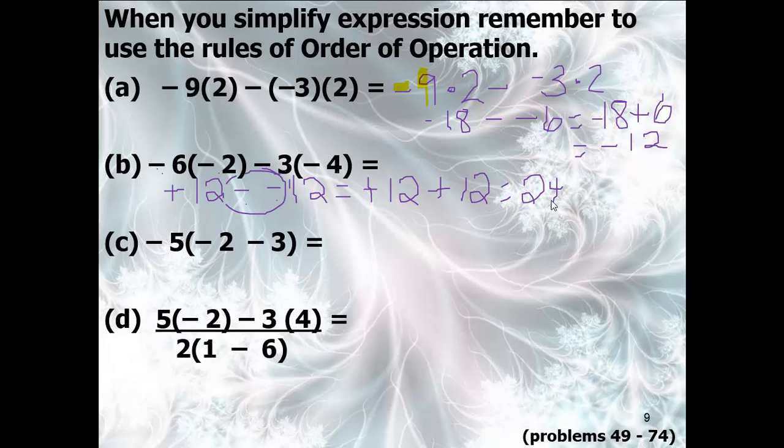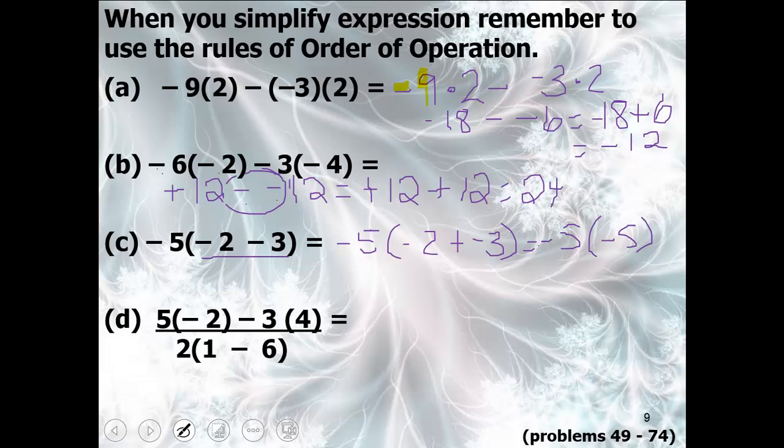All right. On example C, we took negative 2 minus 3. I have to do what's inside the parenthesis first. Right? So this is negative 5 times negative 2 plus a negative 3. This is negative 5 times a negative 5. A negative times a negative gives me a positive, and 5 times 5 is 25.